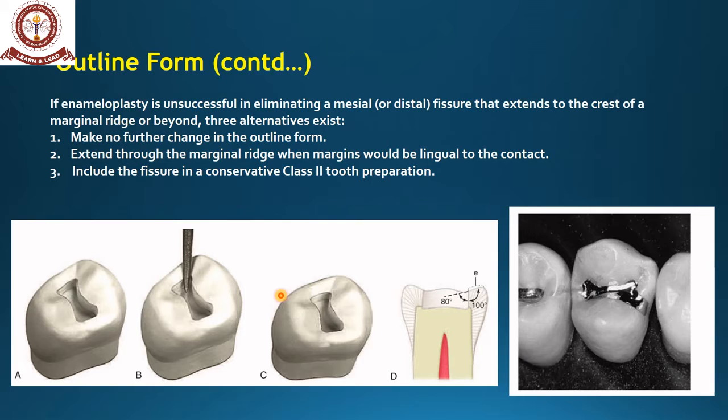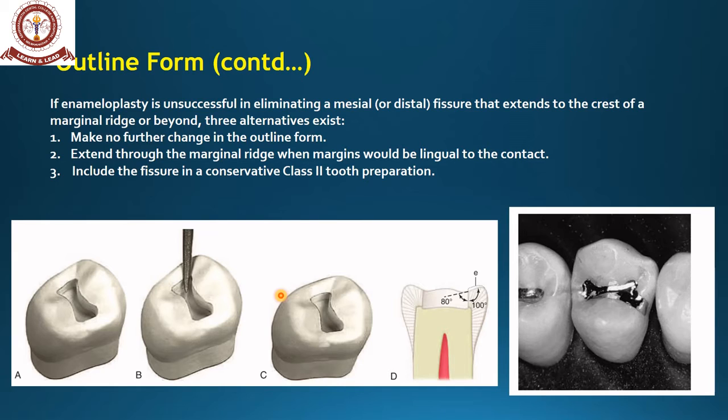So what happens if the caries extends from the fissure into either the mesial or distal marginal ridge? The first thing we need to do is enameloplasty. Enameloplasty is just smoothening of the fissures so that food won't get accumulated. Okay, so what if enameloplasty fails?